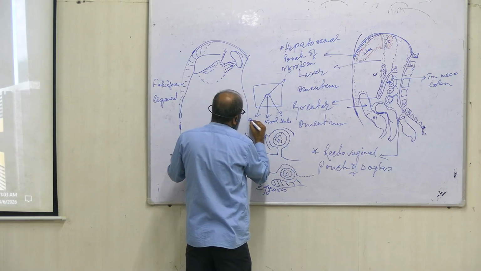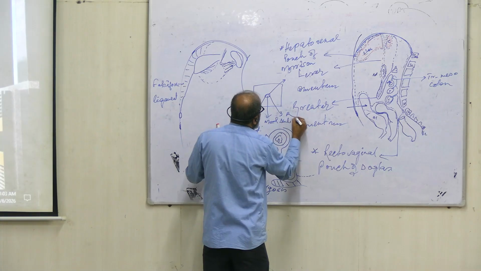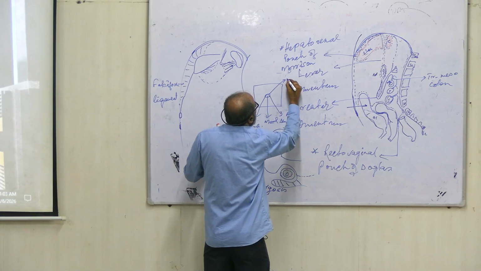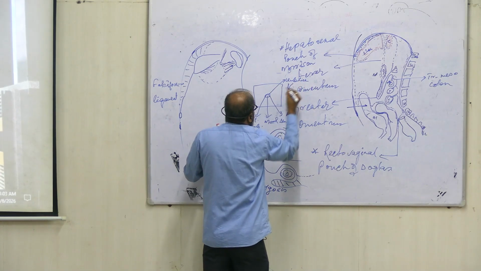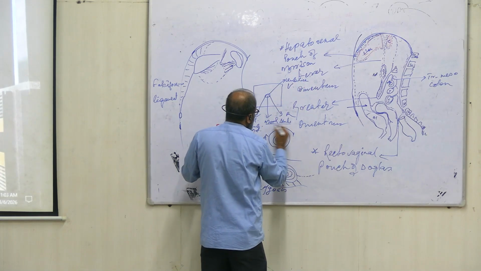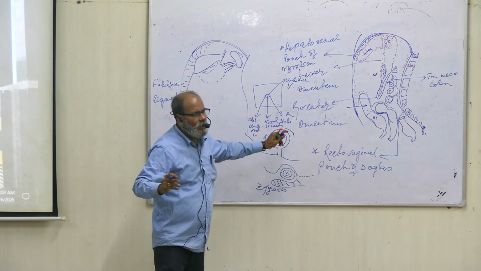This is the obliterated umbilical artery. Left and right, this is the umbilical vein, left. This is the urachus. I will tell you, don't worry. Just remember these three terms.